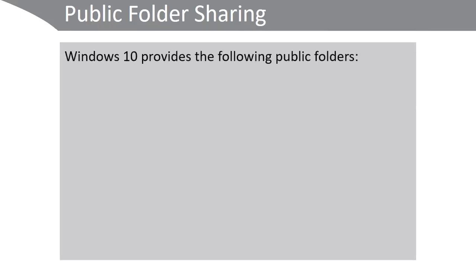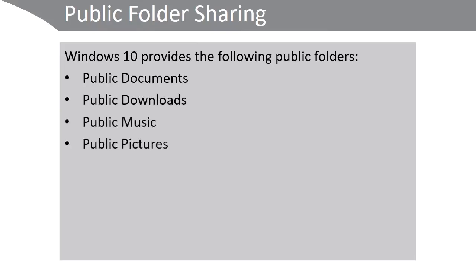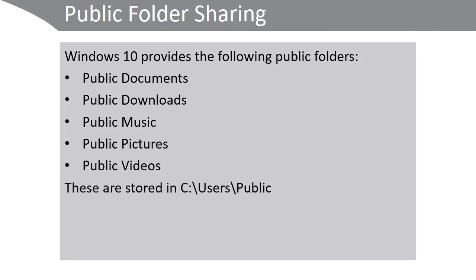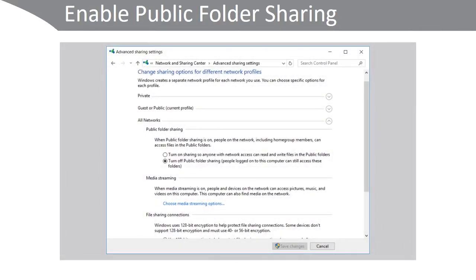If you don't want to share individual specific folders, you can enable public folder sharing. Windows 10 provides the following public folders: Documents, Downloads, Music, Pictures, Videos. And these are stored in C:\Users\Public. To enable public folder sharing, go to the Network and Sharing Center and choose Advanced Sharing Settings, and then turn on sharing so anyone with network access can read and write files in the public folders, or choose specific password-related settings.